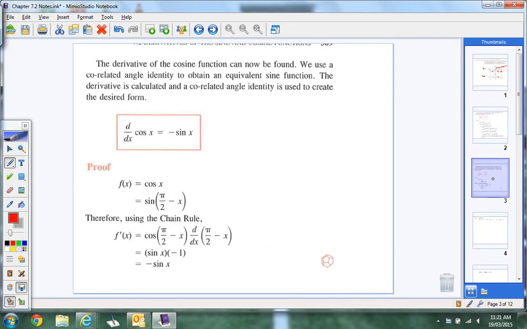Now the derivative of cosine is negative sine. Those are the two we're getting today. The derivative of sine is cosine, and the derivative of cosine is negative sine. The proof is a lot shorter here. If I take the derivative of cosine, they're just putting in pi over 2 minus x, because pi over 2 minus x would be the same thing as cosine. But let's look at the picture.